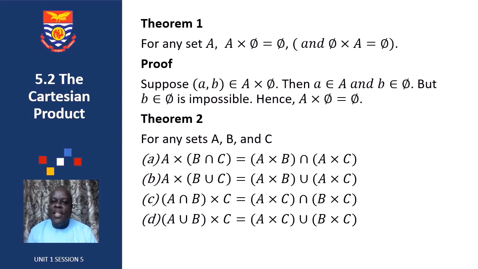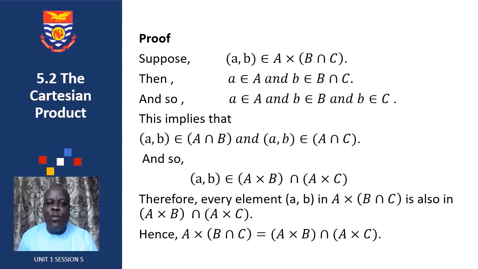So if you look at these theorems, you will see that they are mostly about the distributive property, where you have cross being distributed over intersection and cross being distributed over union, or you have intersection being the opposite and then union also being the opposite of the first two. So we are going to prove the first one, and then it will help you to be able to prove the rest of them.